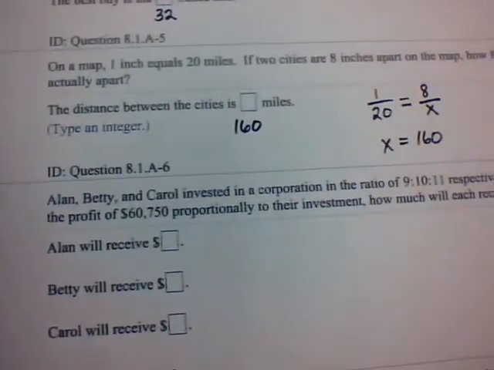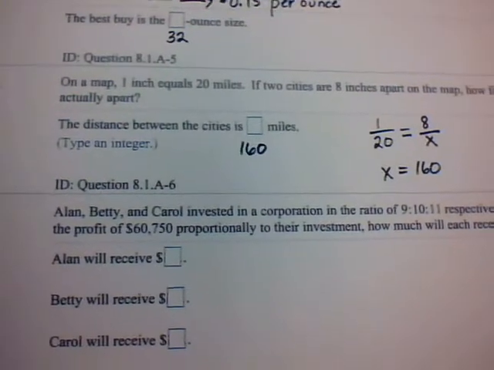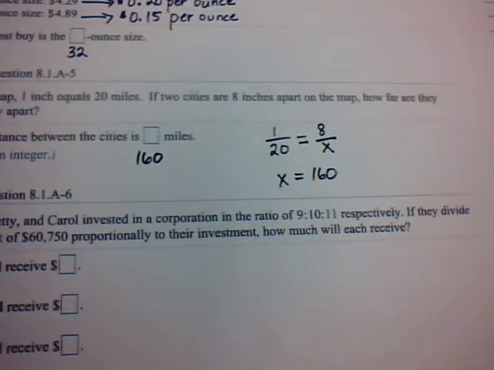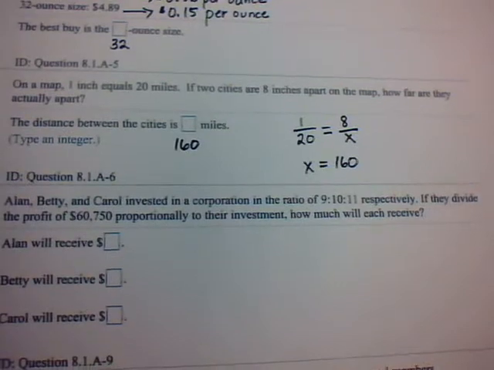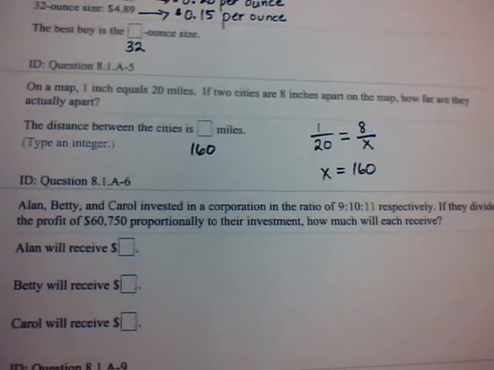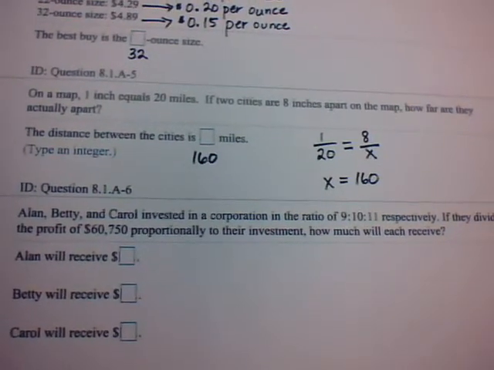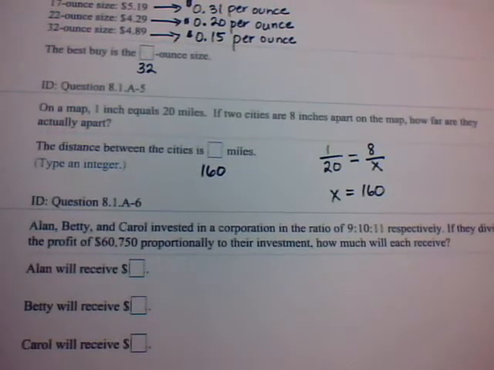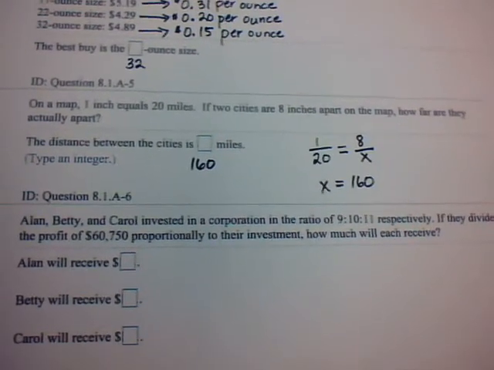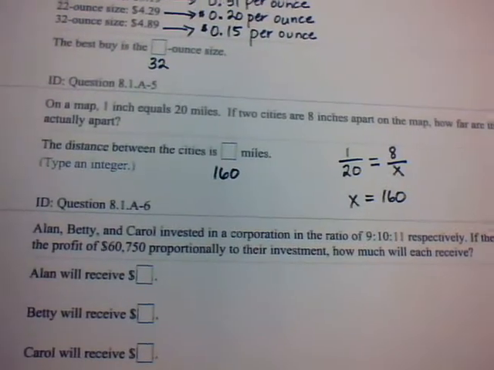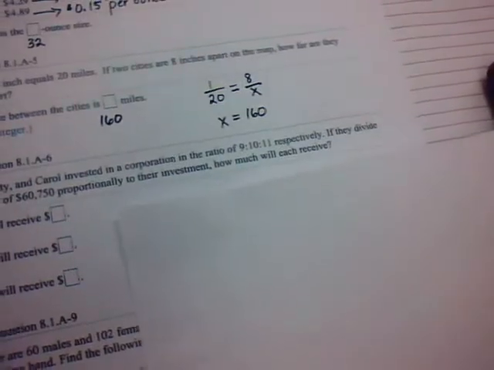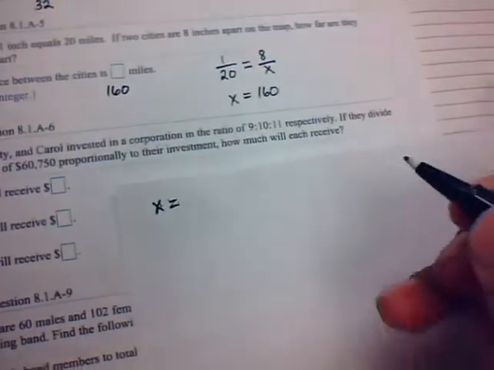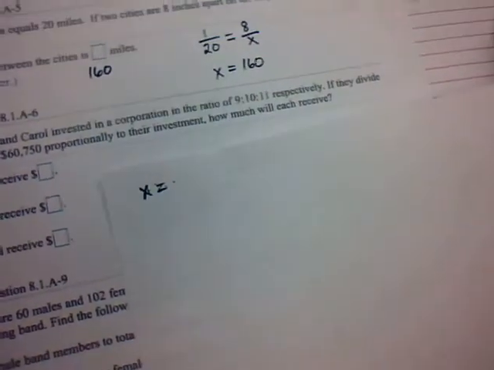All right, number 6. Alan, Betty, and Carol invest in a corporation in the ratio of 9 to 10 to 11, respectively. If they divide the profit of $60,750 proportionally to their investment, how much will each receive? In this case, we're going to have to set this up as an equation, and then we go ahead and solve that equation for x. Let's take a look at this. I'm going to let x be pretty much the unit profit.